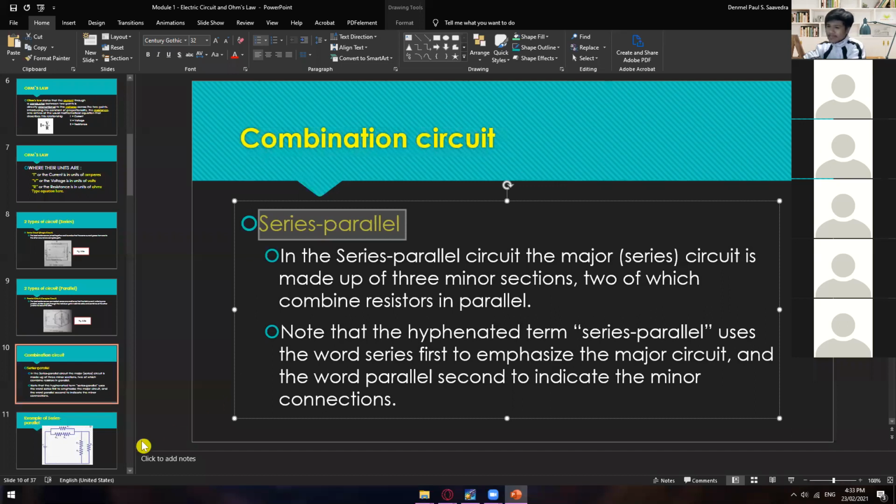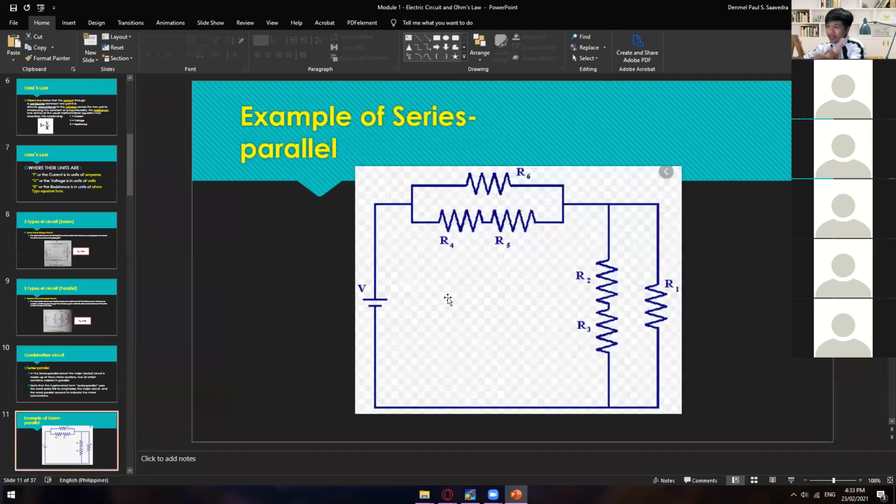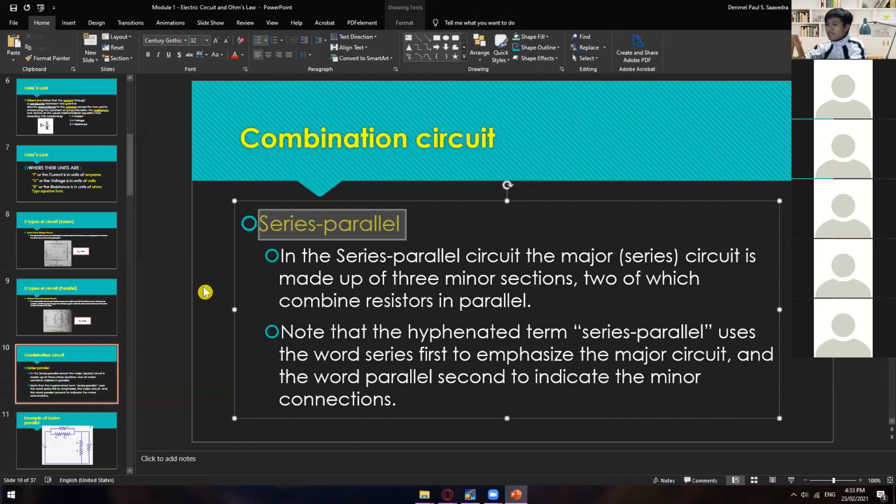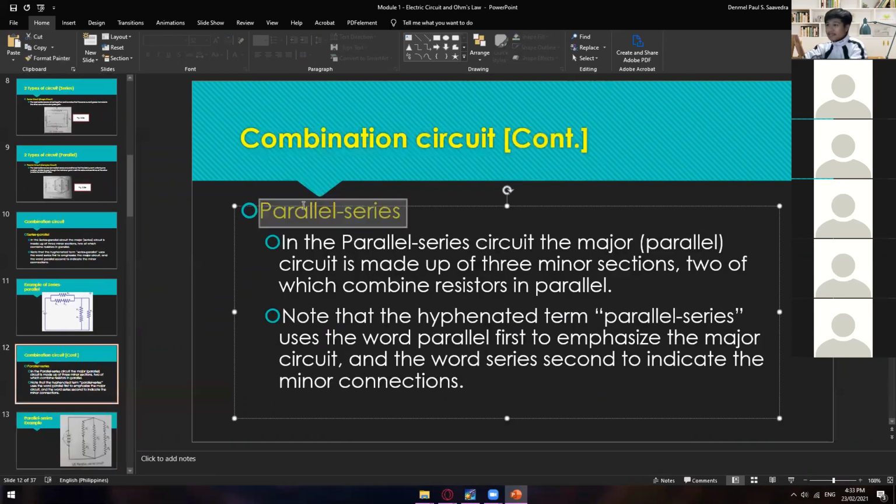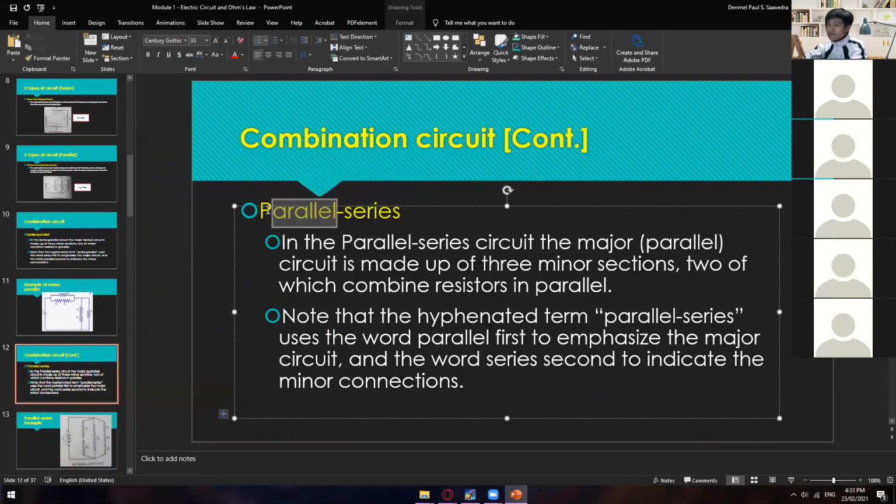But in reality, this one is already a parallel circuit. Once you see a parallel connection, we're generalizing such an example as parallel, okay? Like this one is parallel. No need to say that this one is series parallel. But for the sake of learning the difference between series parallel and parallel series, whichever is the first one, that is the major circuit on that schematic diagram.